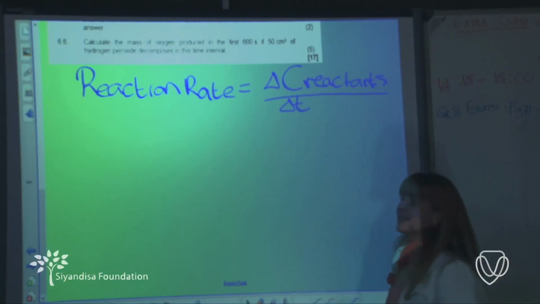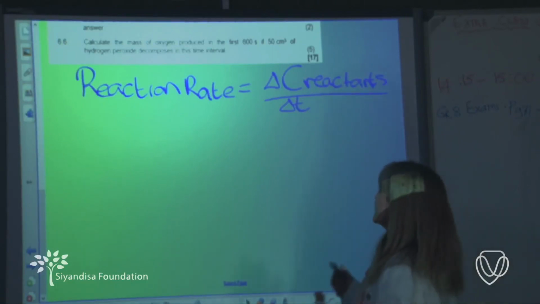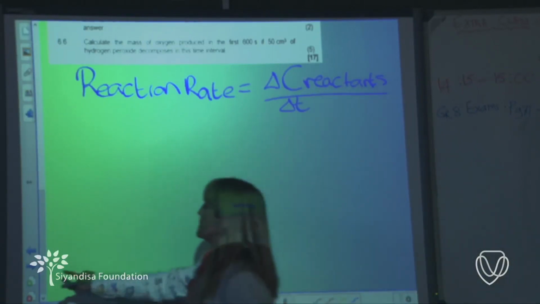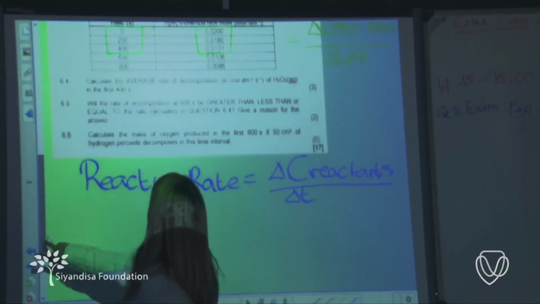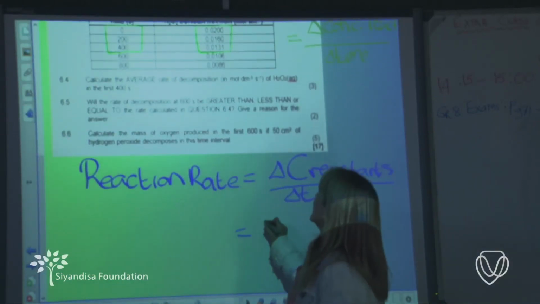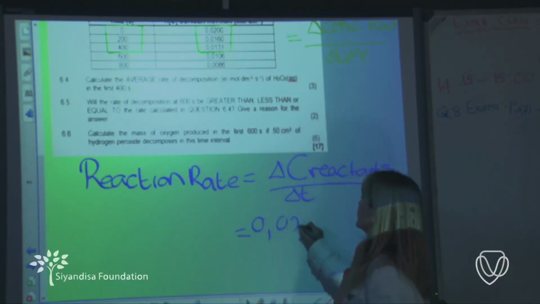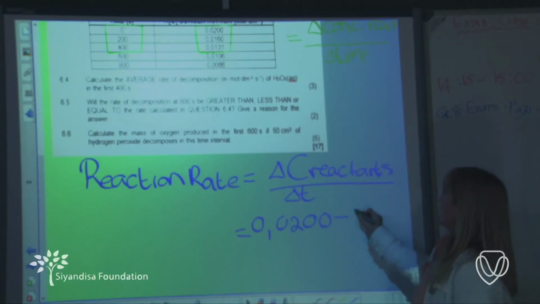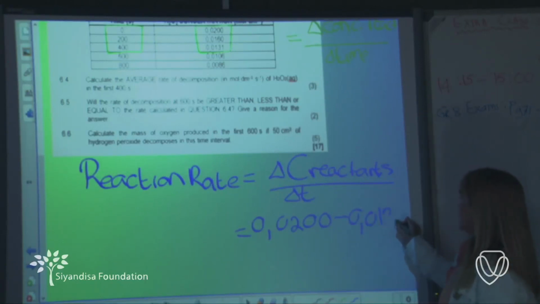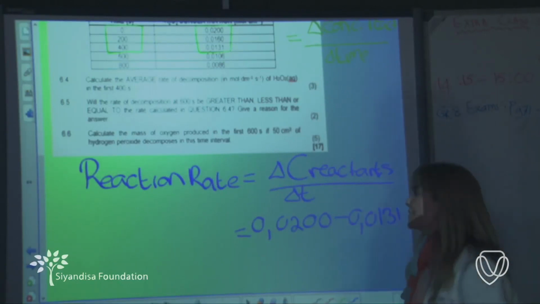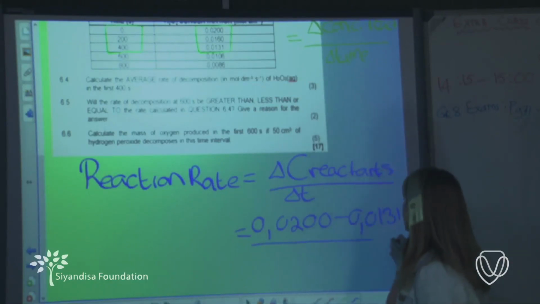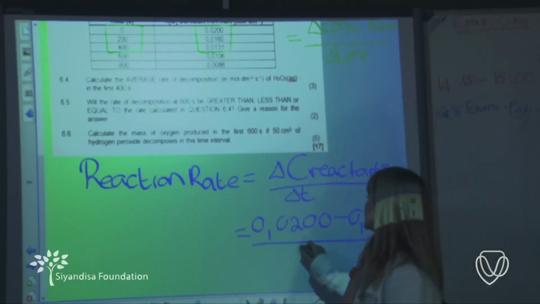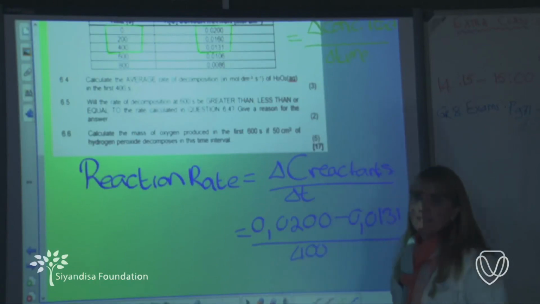Right, so reaction rate is the change in concentration of reactants over change in time. So from our table, we'll see that my concentration changes from 0,0200 to 0,0131. So that's the change in my concentration. And what was the change in time for that? It was during the first 400 seconds.